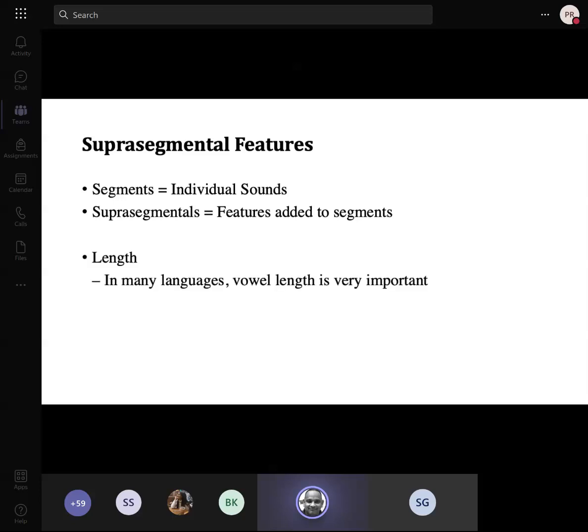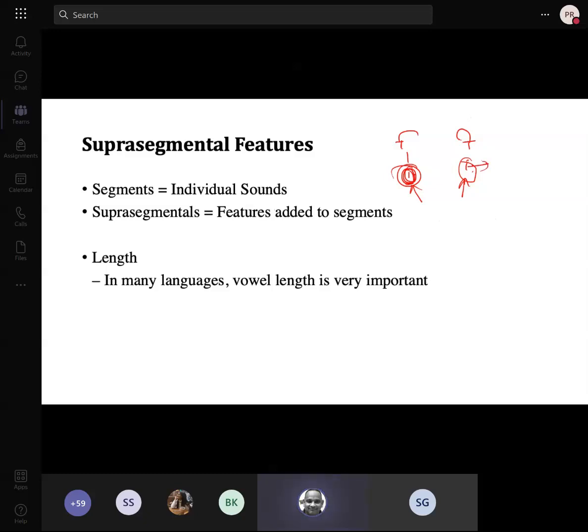Okay, so one of the suprasegments is basically length. In many languages the vowel length is contrastive, as you have already known. For example, in Hindi you have a difference between choti e and badi e, where choti e is a short vowel and badi e is a long vowel, right? Now what is happening with this duration? Nothing changes in the segmental features of this e vowel. The only thing happening is that the length of this vowel is changing.